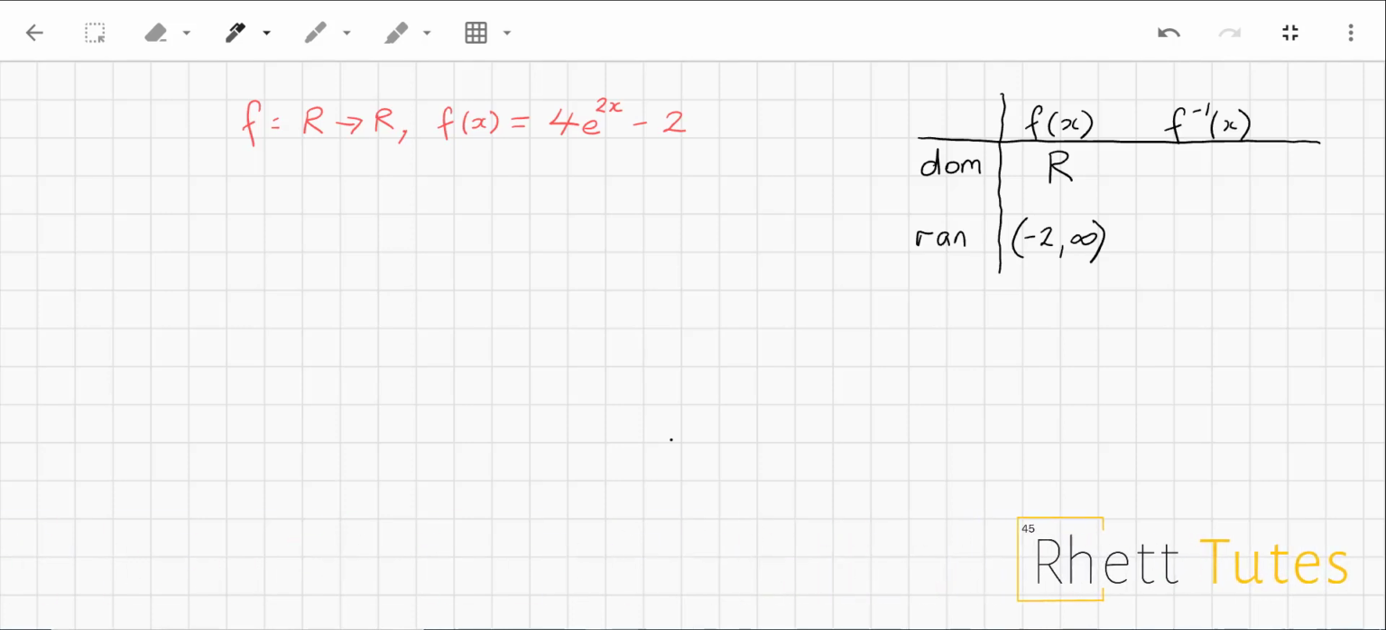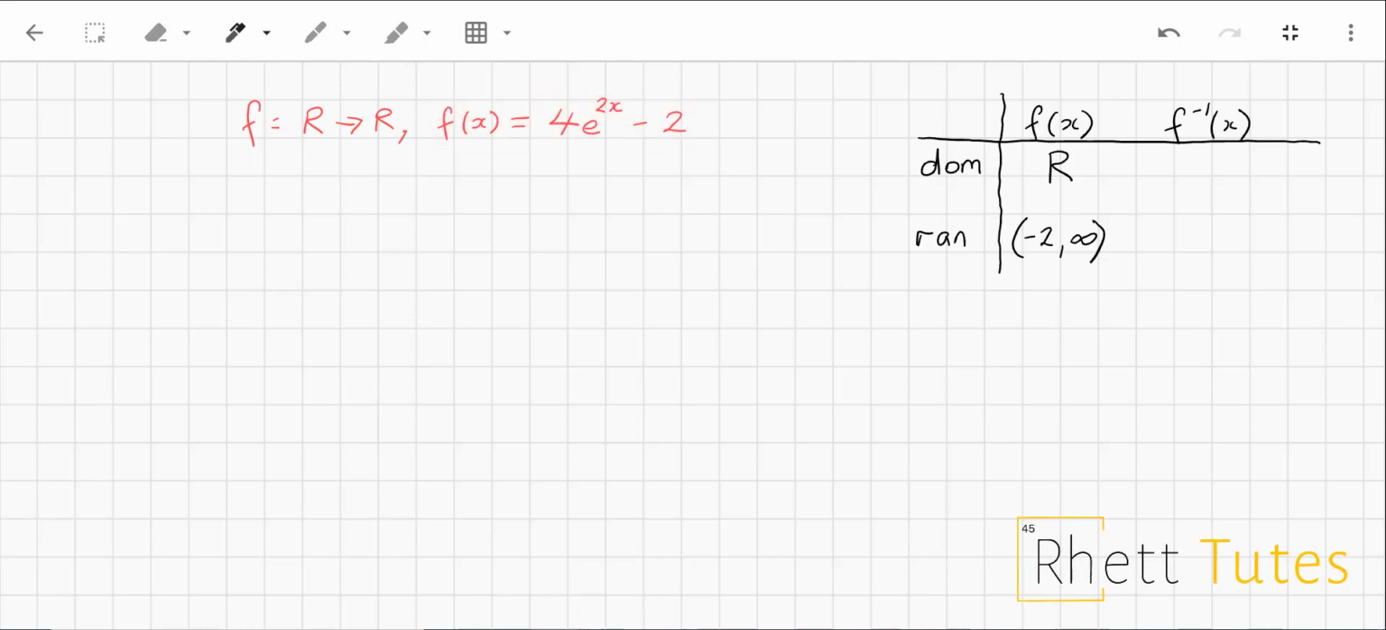Hey guys, Rhett here. The example I have for you today is finding the inverse from this exponential function and then sketching the inverse. So what we have here is f such that R maps onto R. F of x is equal to 4e to the 2x minus 2. So this is my exponential function.